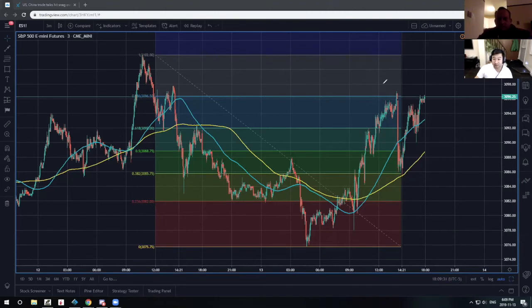So let me try that again. We'll focus in on this key area here of the market. Now, why this area is pretty key is because today we had a series of news events that came out.